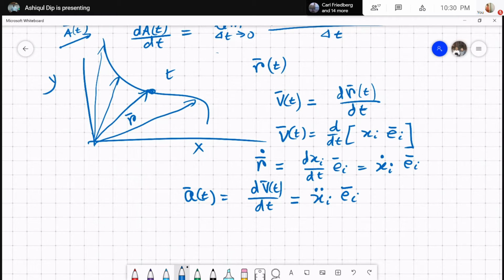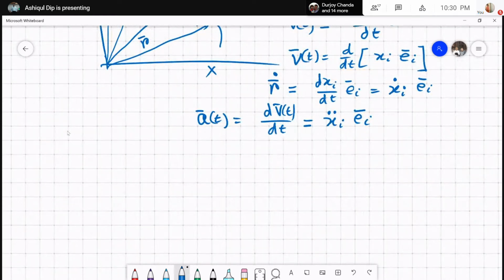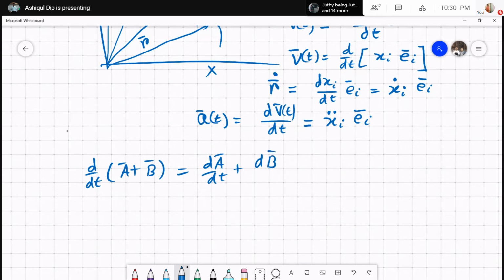But before that, we need to prove a few identities regarding derivatives. Let's prove it. So d/dt of some vector A as a function of time plus vector B as a function of time, you can prove easily that it's dA over dt plus dB over dt. I believe you do not need any proof of that, right?